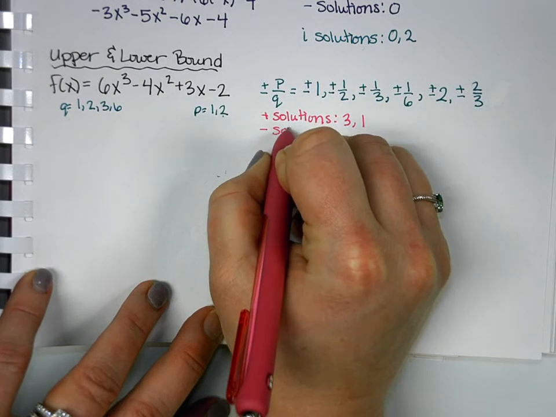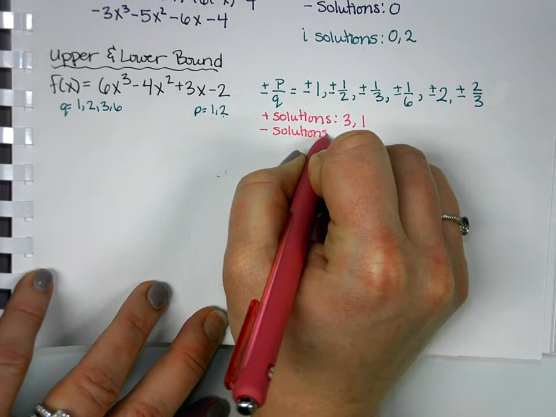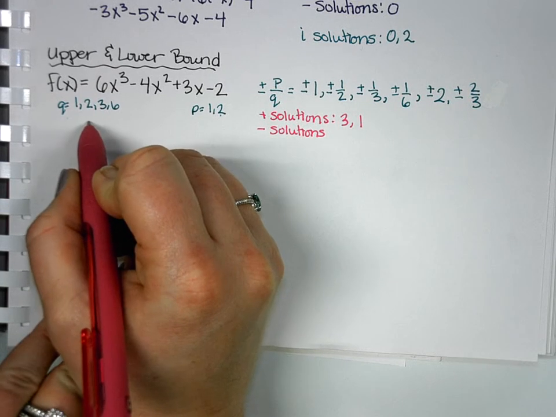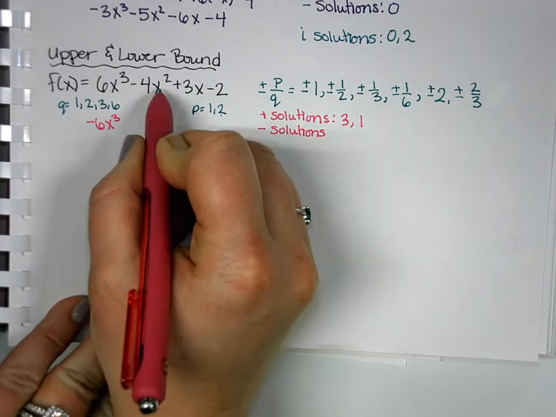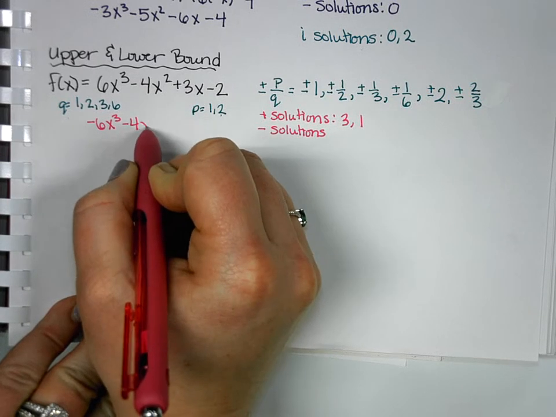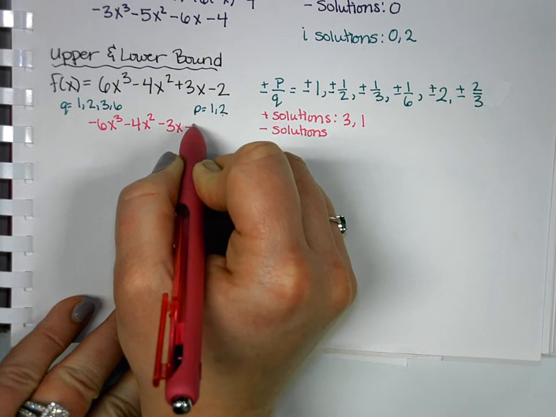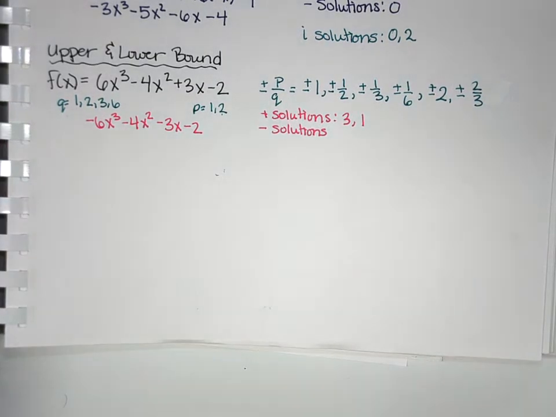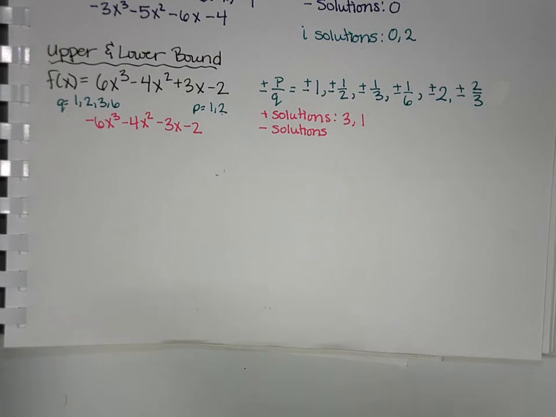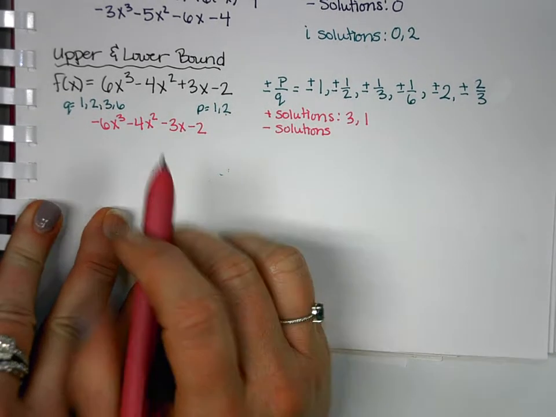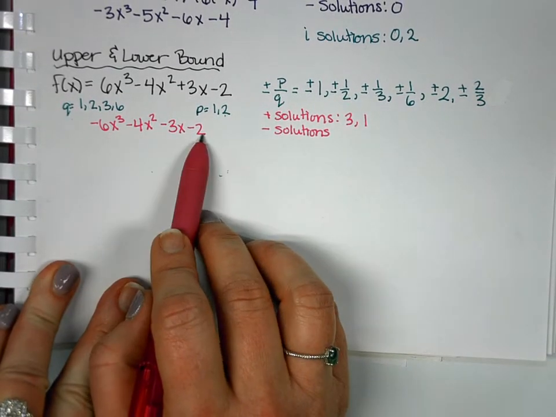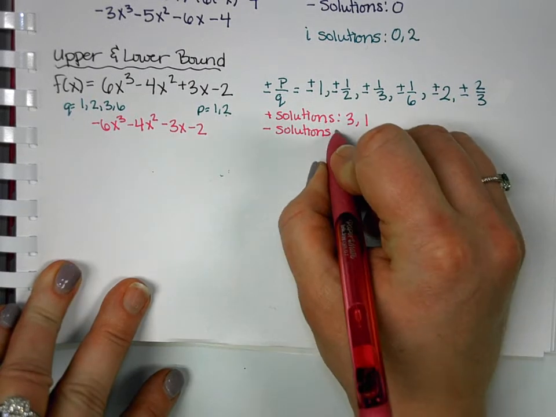For negative solutions, this will become negative 6x to the 3rd. The negative would square away, giving me negative 4x to the 2nd, making that negative, and minus 2. That was me just plugging in negative x. If you need to do the step where you show the negative x and then simplify, that's fine. I skipped it. We can go through that in class if need be, so you can see how we get this. And what do I notice? There's no sign change whatsoever. So we have 0 negative solutions.